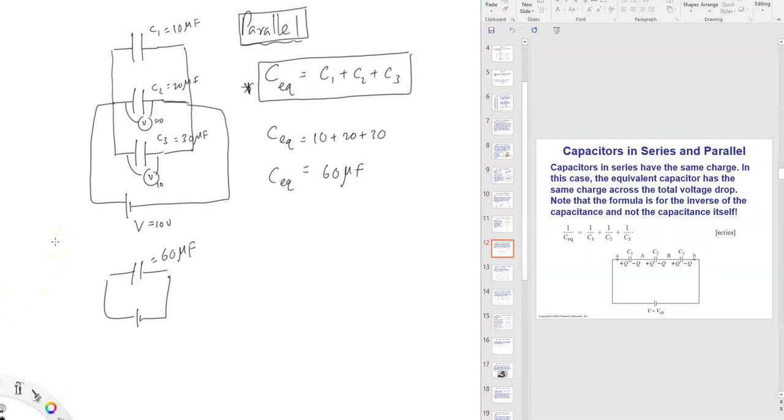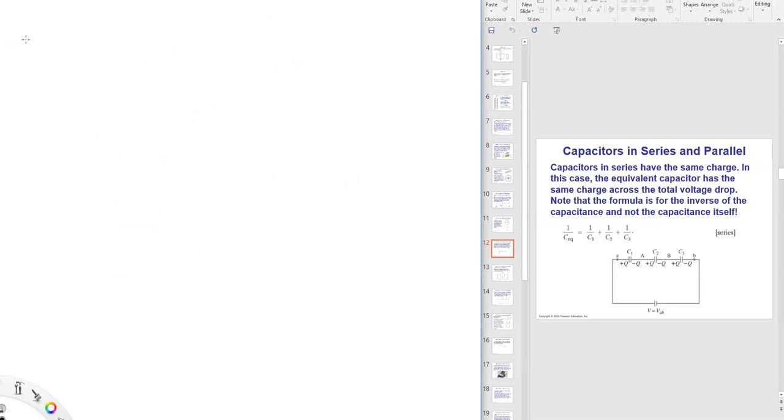What about capacitors in series? Let's take a new page. As shown in the diagram, let's say we have three capacitors in series. C1, C2, C3, connected to a battery. What is the total? Now when the capacitors are in series, it's a different formula. We need to find the total capacity of all three, right? C equivalent.